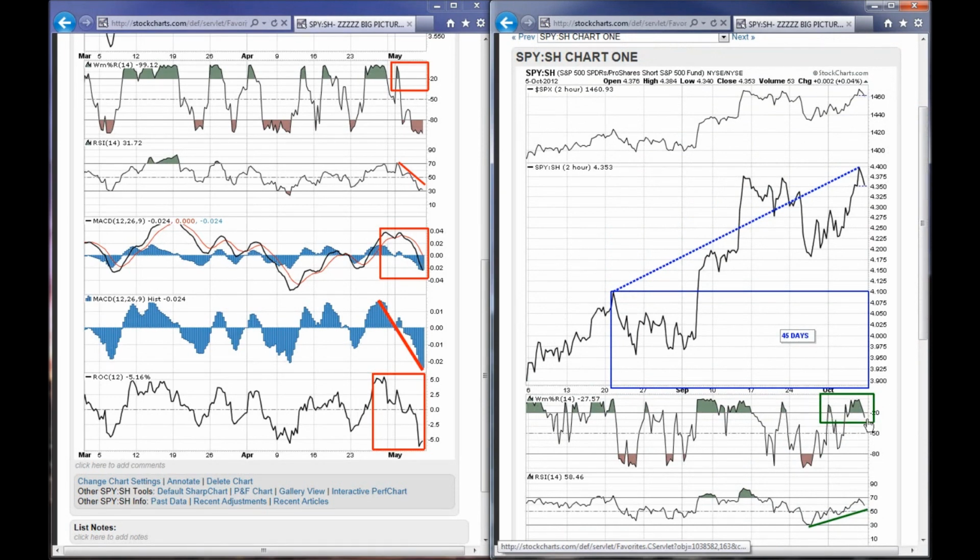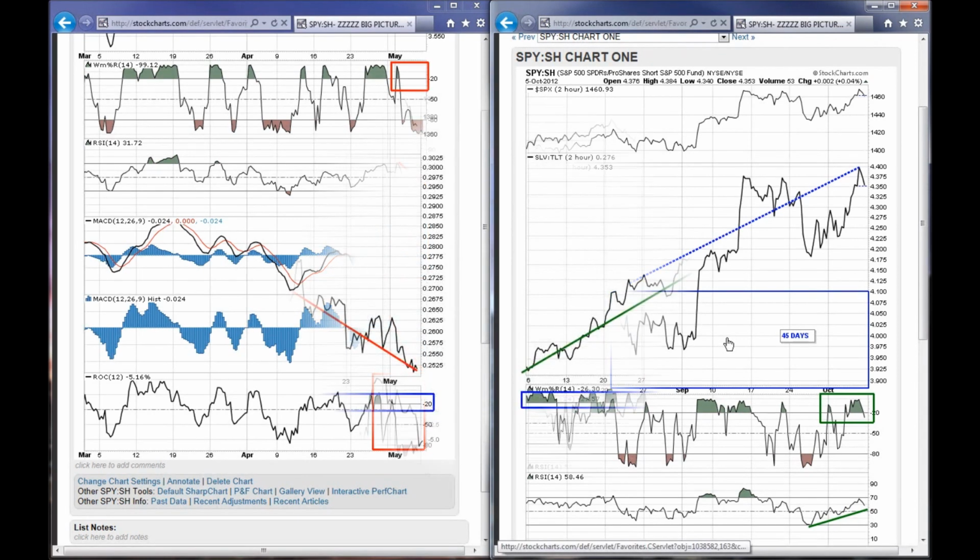There are some yellow flags. This looks weak going into the close. This looks weak. But nothing that says we're near a major top here.